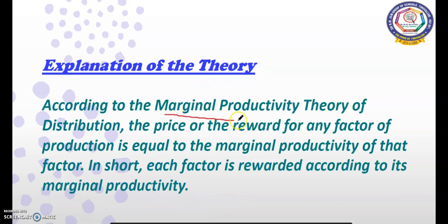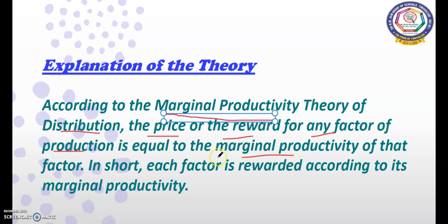Now, according to the marginal productivity theory of distribution, the price or the reward for any factor of production is equal to the marginal productivity, that is, additional productivity of that factor. So, each factor is rewarded according to its production.